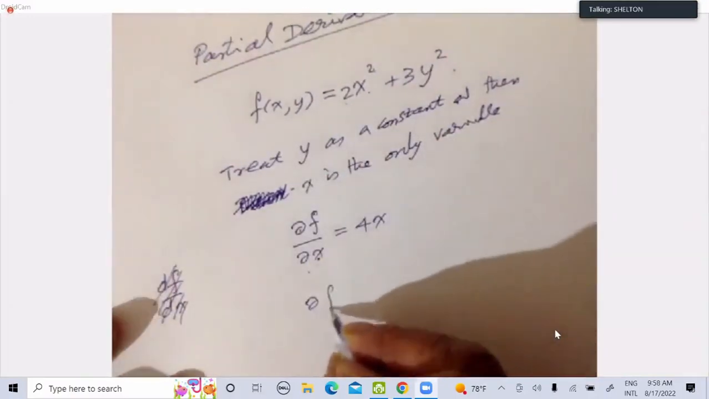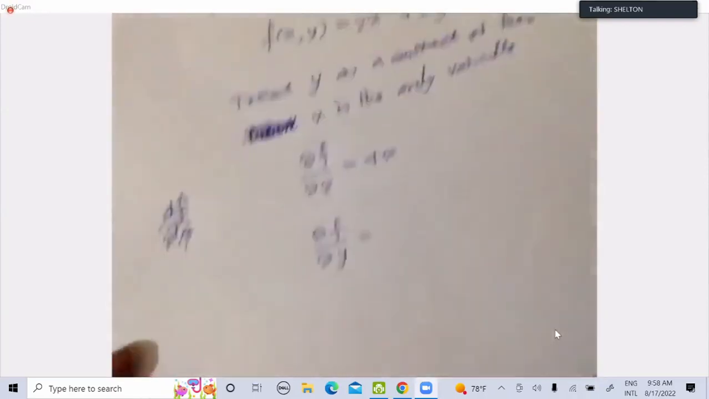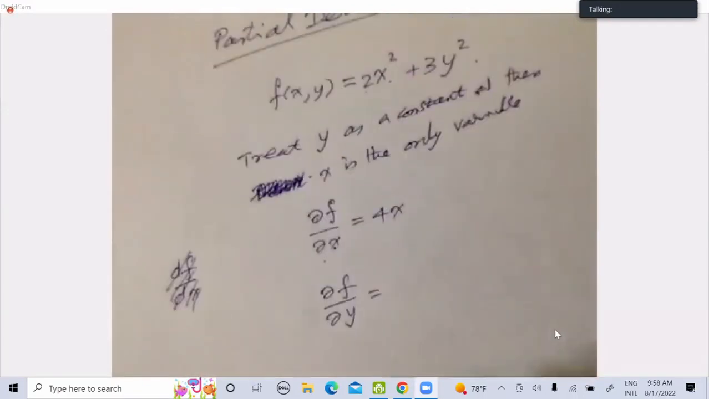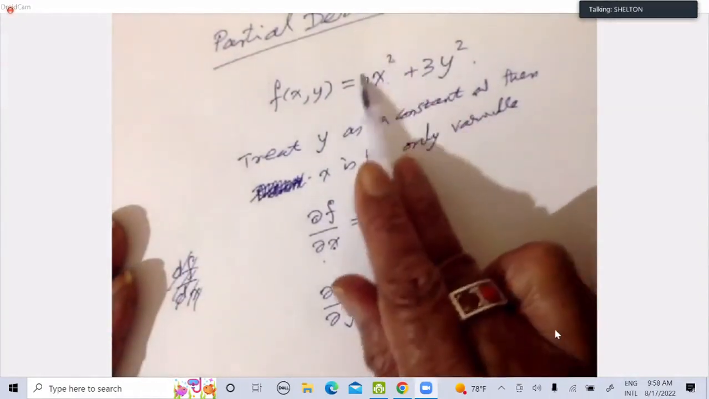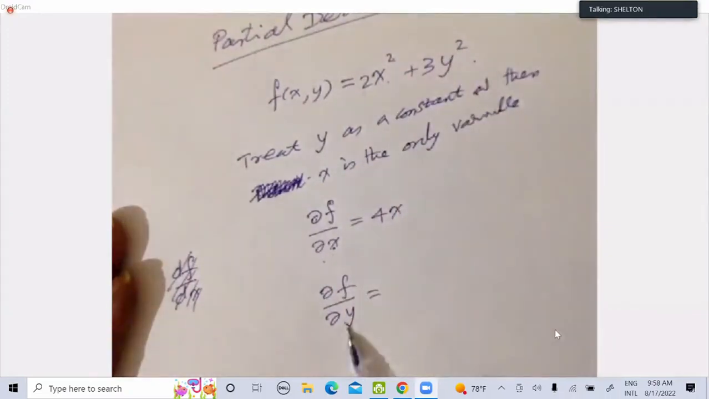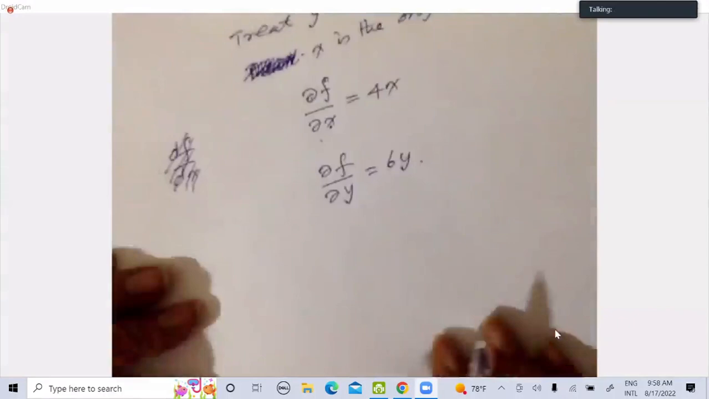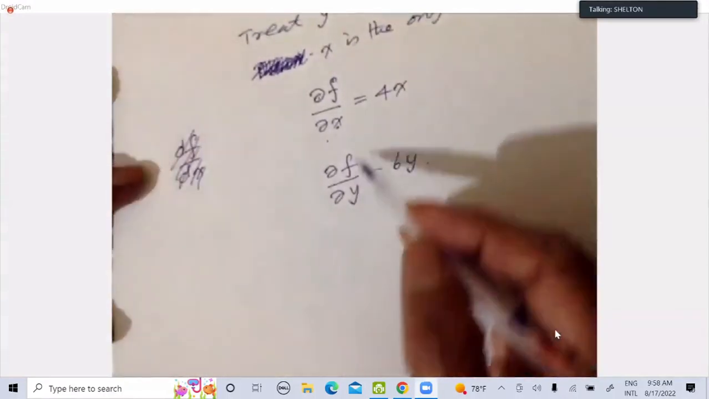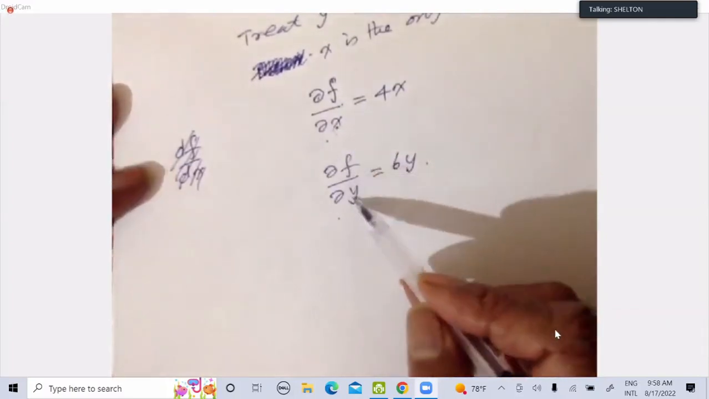Now tell me, what is the partial derivative of f with respect to y? Now the only variable is y. Treat x as a constant; its derivative is 0. The derivative of y squared with respect to y is 2y, so you get 6y. Okay, two partial derivatives have been found: the partial derivative with respect to x and the partial derivative with respect to y.